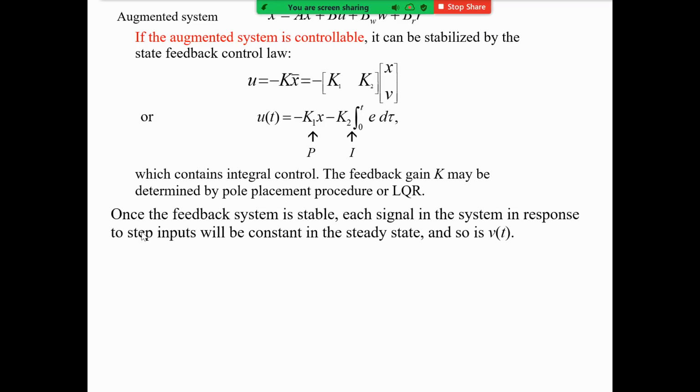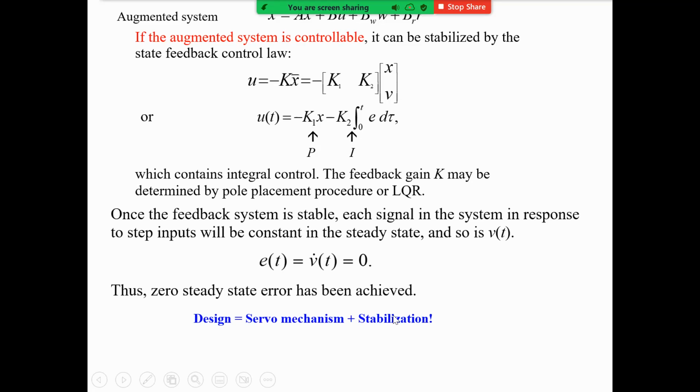Okay. So once the feedback system is closed loop stable, we know that if there is a constant input, all the signals will settle to some constant, including V. V will be a constant. Therefore, the derivative of V will go to 0. But the derivative of V is the error signal. So that is the magic power of the integrator for a constant type of reference signal.